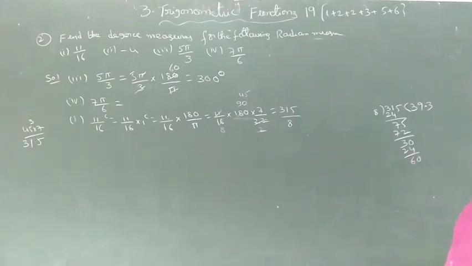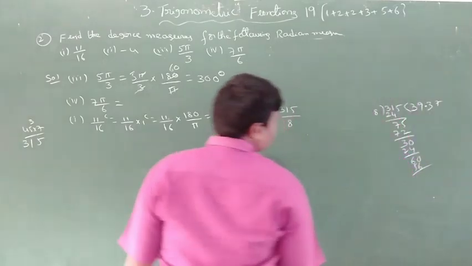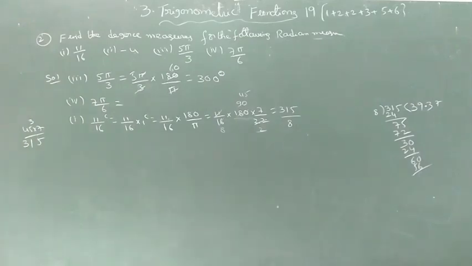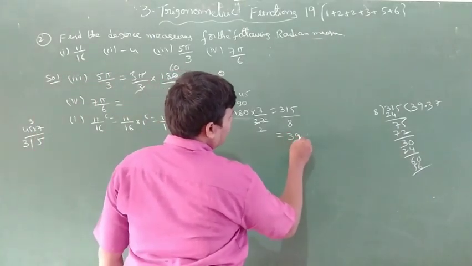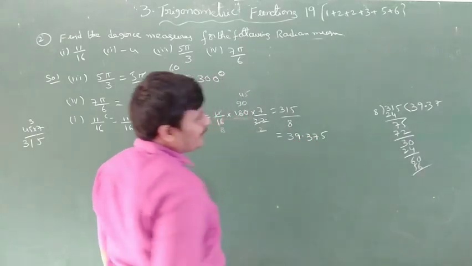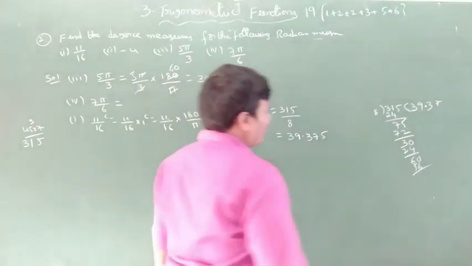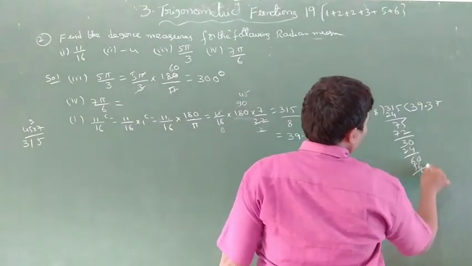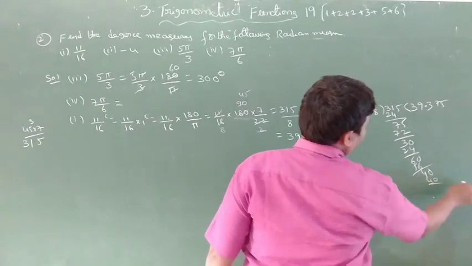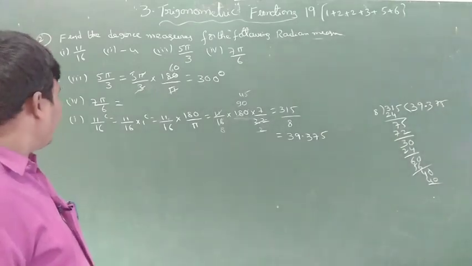So 39.375, that is equal to 39.375, up to 3 decimal places, 3 digits after the point. Next, 40 means 8 5s 40, remainder 0. So this is 39. This is what?